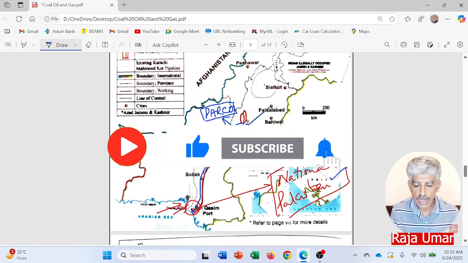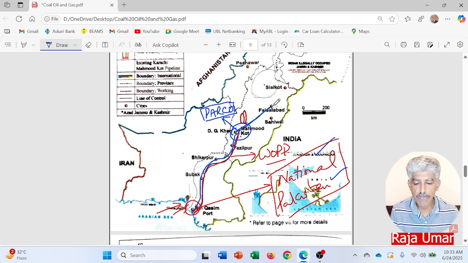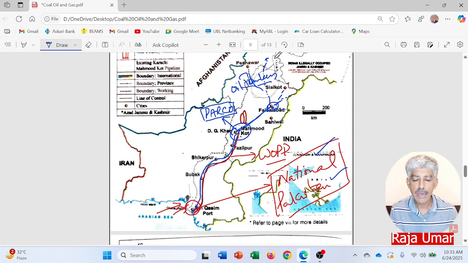Then it is supplied further north through the pipeline to Faisalabad, and then from here to Lahore, and then to Sialkot, and from here oil tankers, not pipelines, are used to transport that oil not only to northern Punjab but also to Khyber Pakhtunkhwa and the northern areas of Pakistan and even Azad Kashmir.